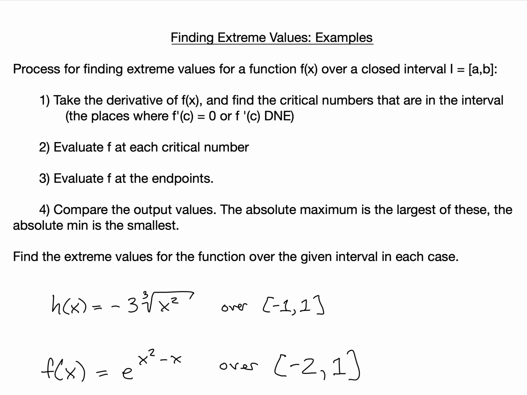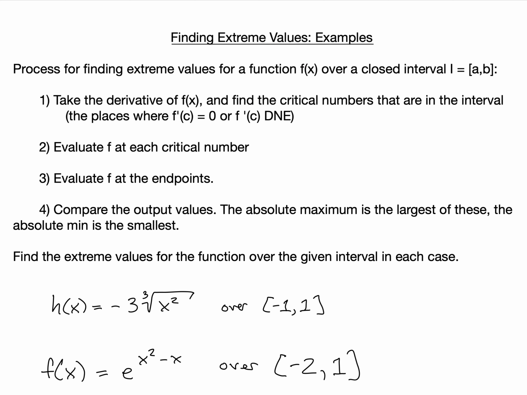Then evaluate f at each critical number. What is the output of the original function at each critical number? What is the output of the function at the endpoints? And finally, compare these output values. The absolute maximum is the largest of these values, and the absolute minimum is the smallest of these values.